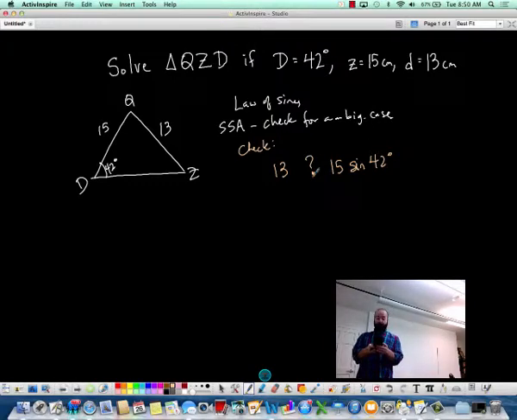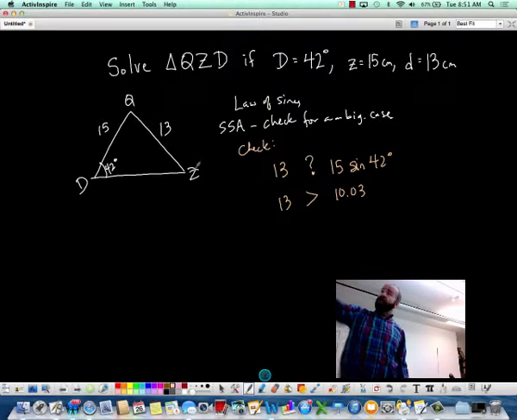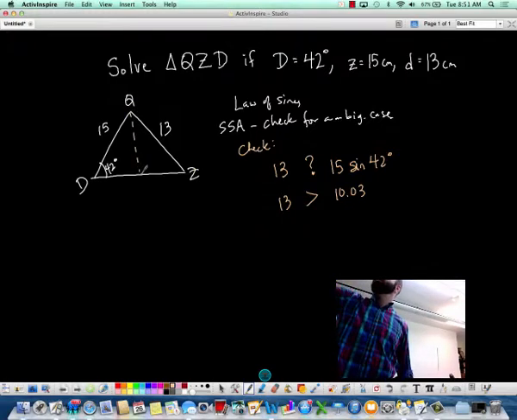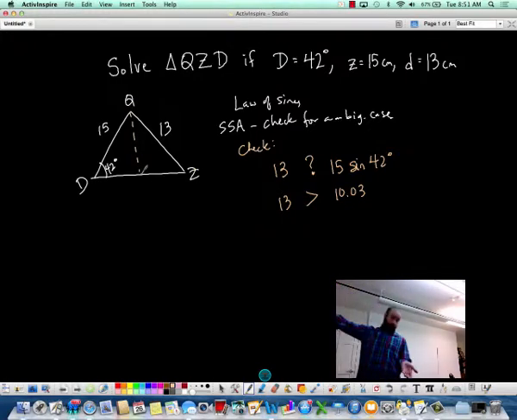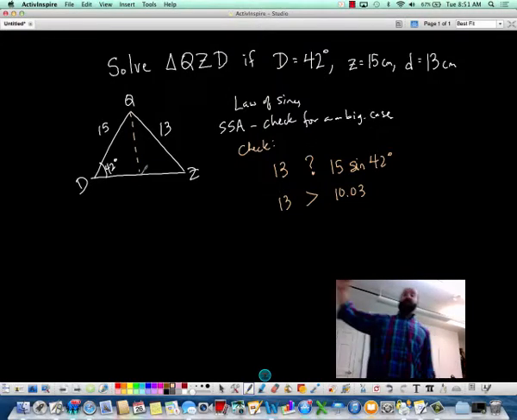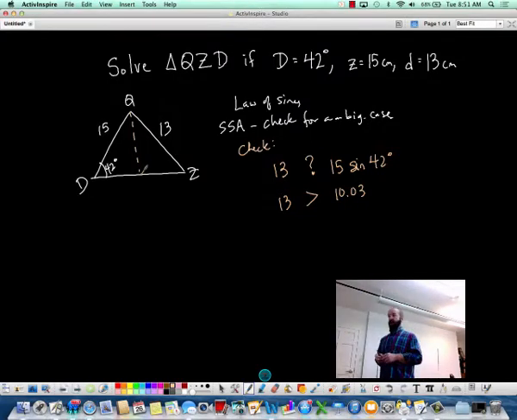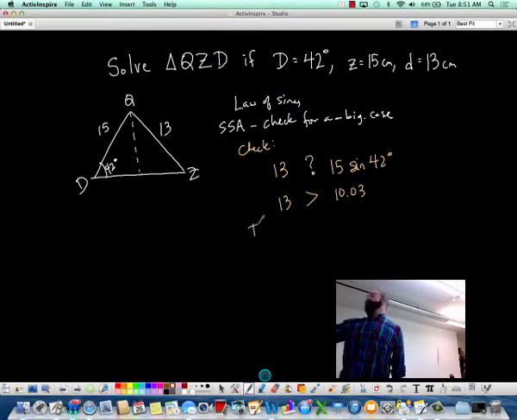So let's see, I need to find 15 times the sine of 42. And it's 10.03 or so. And 13 then is bigger than that. So what that means is this opposite side here is actually longer than the height that this 15 times the sine of 42 degrees represents. So that means I can actually draw two separate triangles, one where the 13 slants outward as it's drawn, and one where the 13 slants inward, and I'll draw that one in a moment. So I have two possible triangles.